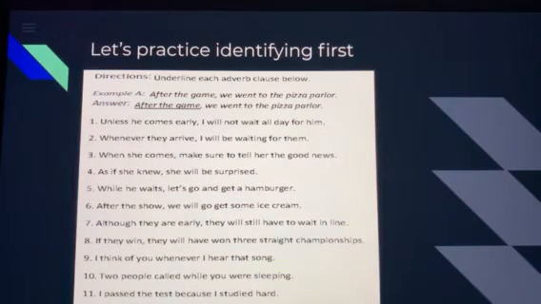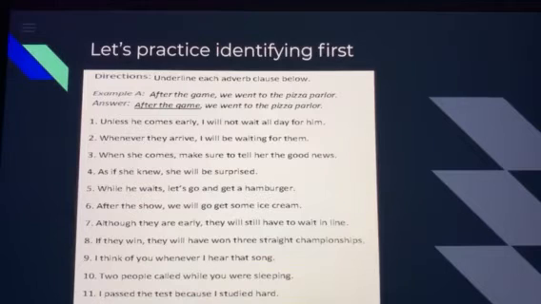Okay, let's practice identifying the clauses first. Here are 11 sentences. First one's been done. All they want you to do is, well, you can't underline it, but you get the idea here. You're supposed to identify the clause. So the example, after the game, we went to the pizza parlor. So after the game is the dependent clause, right? With the subordinating conjunction being after.